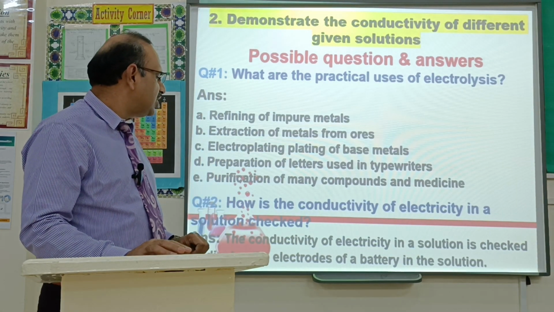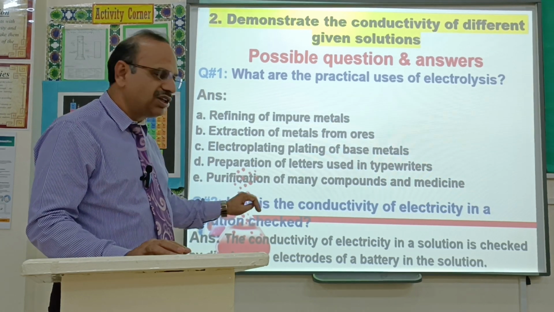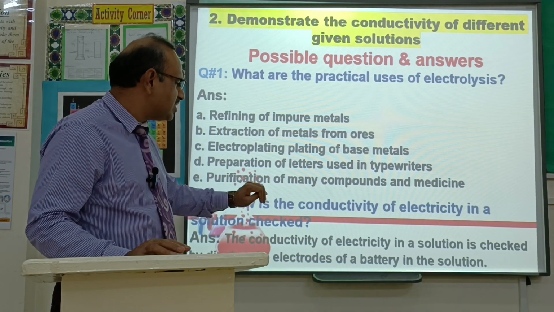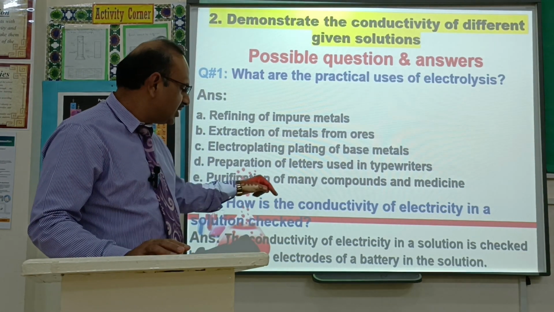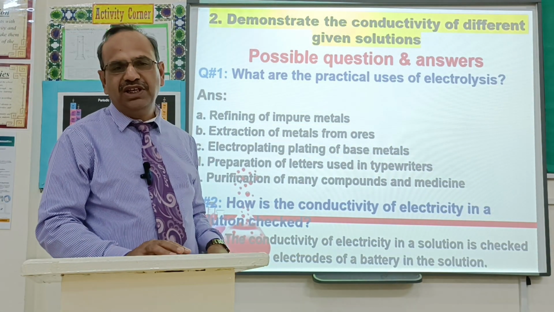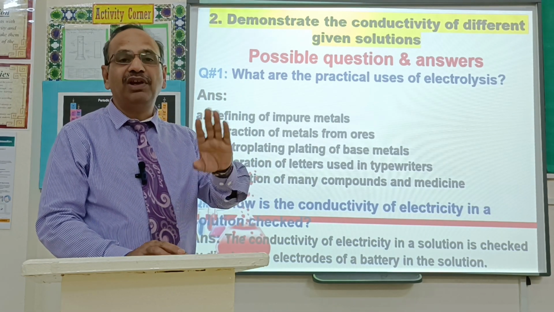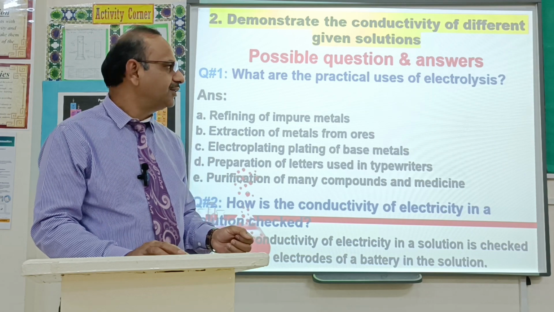How can the conductivity of electricity in a solution be checked? Conductivity of electricity can be checked in the solution by dipping the electrodes of the battery in the solution. If the bulb glows, it means it is an electrolyte. If the bulb does not glow, it is a non-electrolyte.